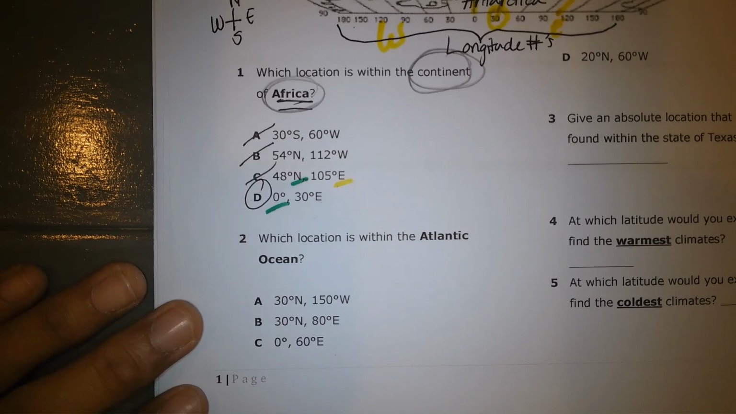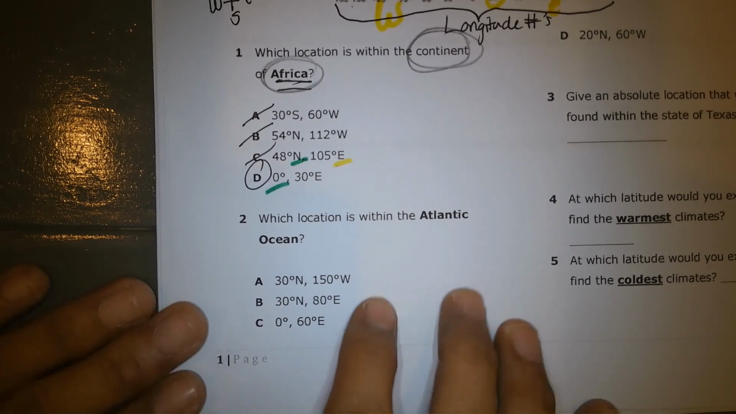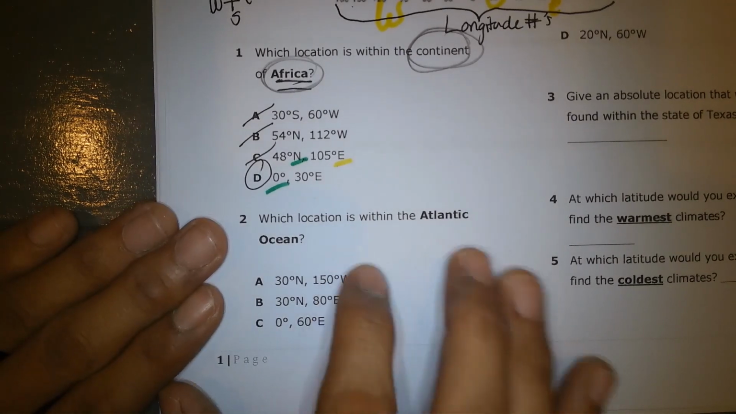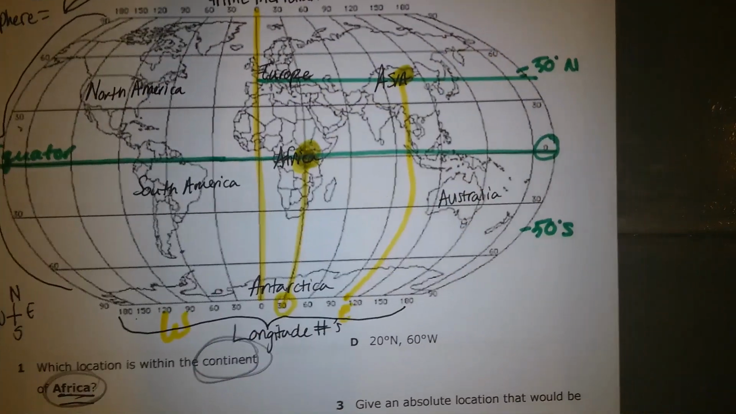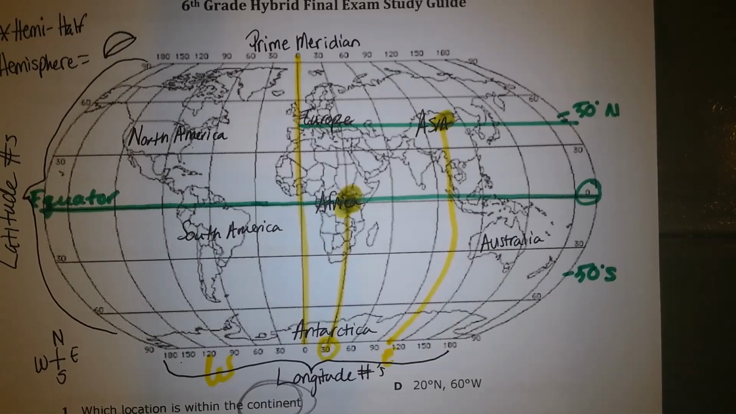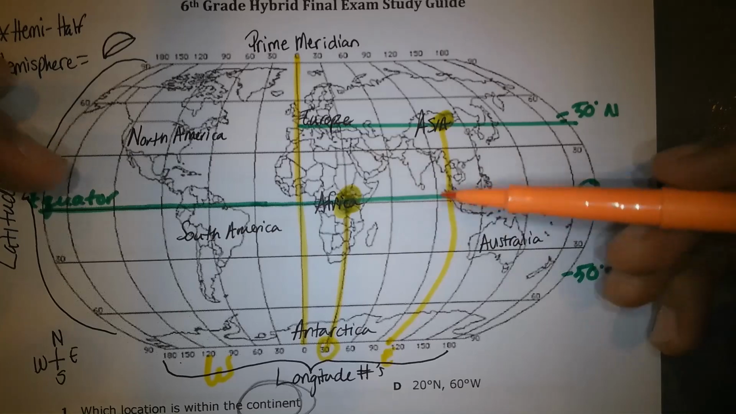Moving on to number 2. Which location is within the Atlantic Ocean? Number 2 is basically asking about oceans. So again, another tip you want to practice is labeling all the oceans in the world. Now I want to use a different color pencil so I can identify the oceans versus continents. Remember, there's 7 continents, 4 oceans, but depending on which part of the world you live in, they do teach that there are 5.